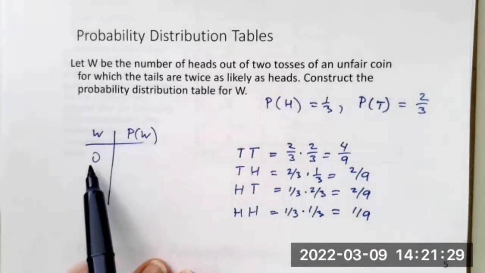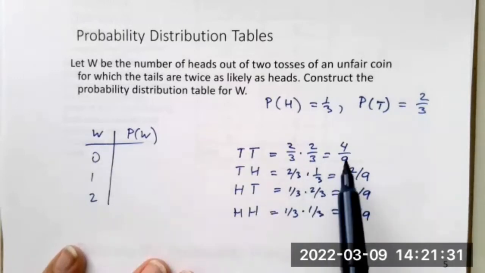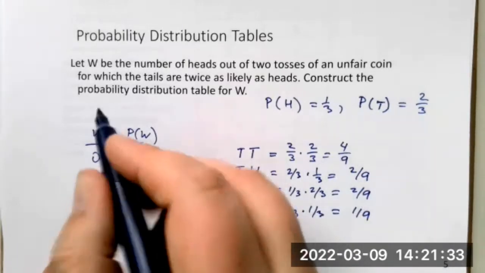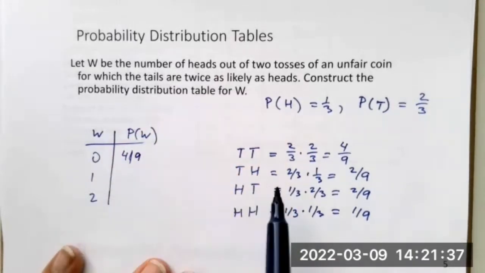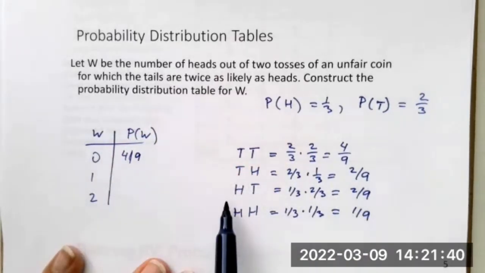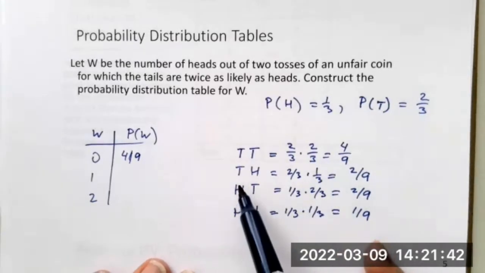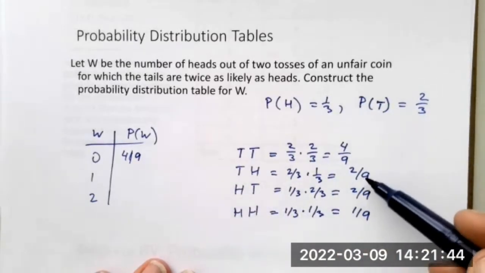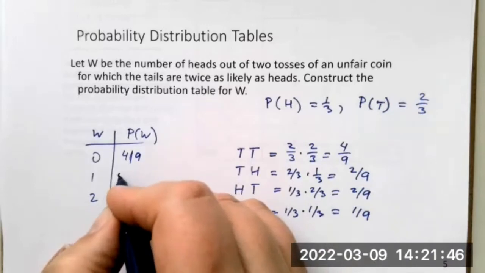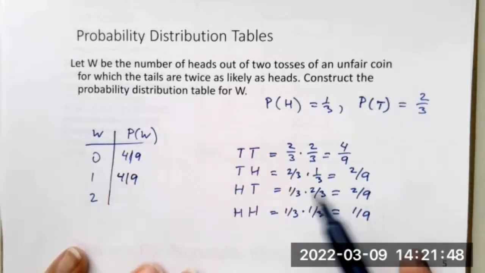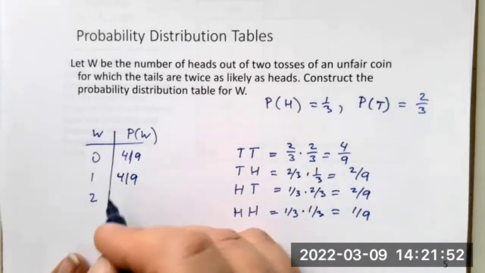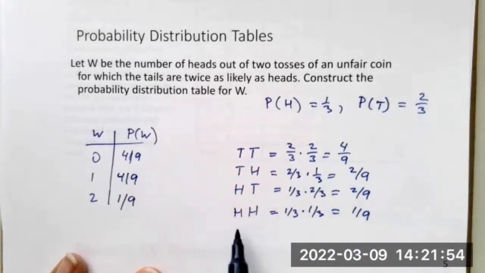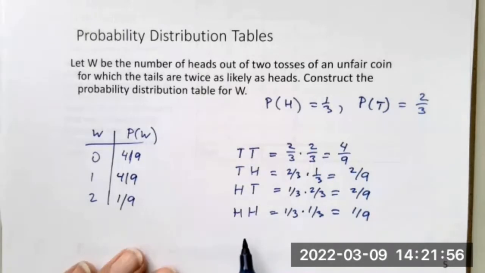So the probability of 0 heads would be both tails, 4/9. Probability of 1 head, it's either this or that. And remember, for or, we're going to add the probabilities. So it's going to be 4/9 again. And probability of 2 heads, we have 1 out of 9. So it can happen only one way, and the probability of that is 1 out of 9.